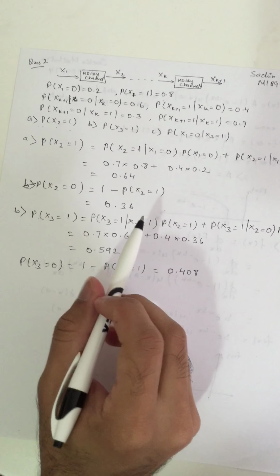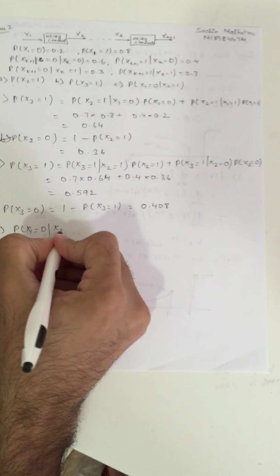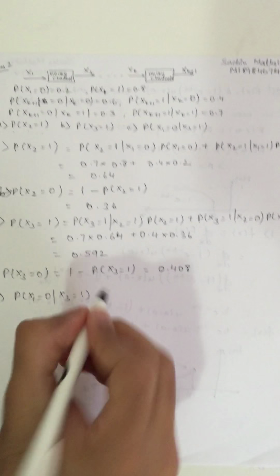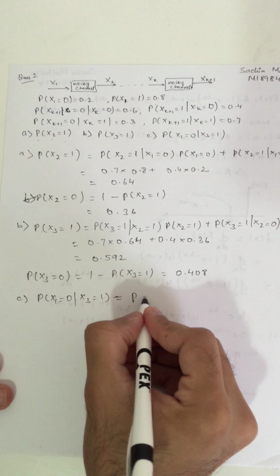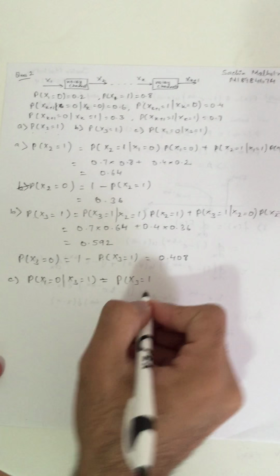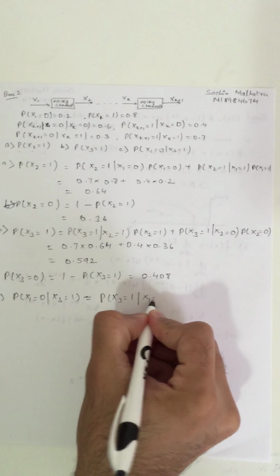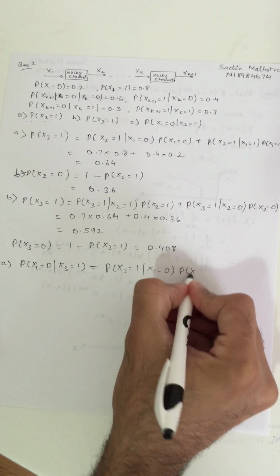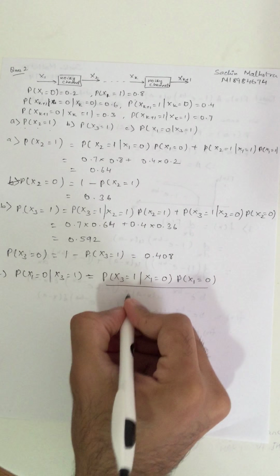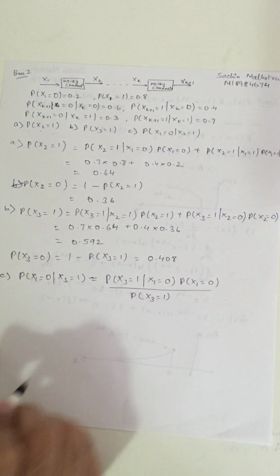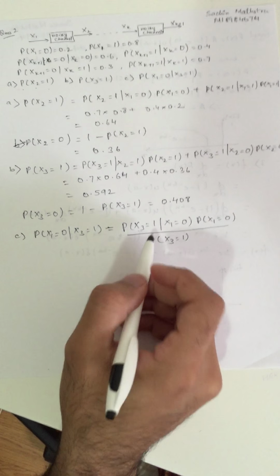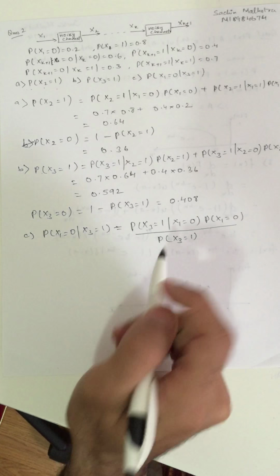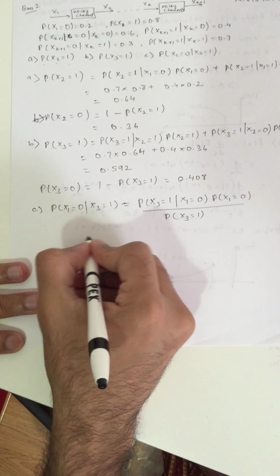Now the third part wants us to find P of X1 equal to 0 given that X3 equals 1. This can be found out using the Bayes theorem. So writing the Bayes theorem formula, it is P of X3 equal to 1 given that X1 equal to 0 into P of X1 equal to 0, upon P of X3 equals 1. Now since we don't have P of X3 equal to 1 given that X1 equal to 0 with us, we can find this out.